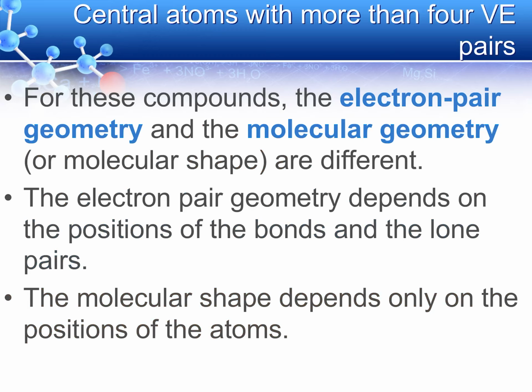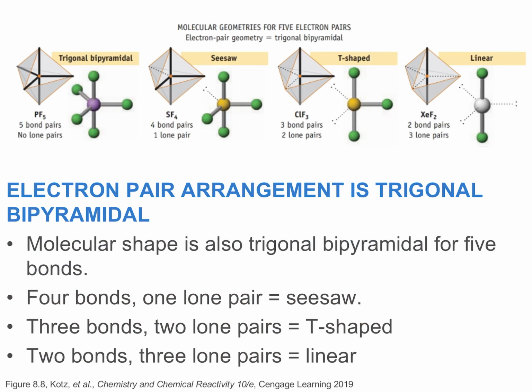What about if we have more than 4 valence electron pairs? These are the exceptions that can expand their octet beyond 8. For these compounds, the electron pair geometry and molecular geometry will be different if they have lone pairs. It will be the same if they don't have any lone pairs. Okay, so let's look at an example.